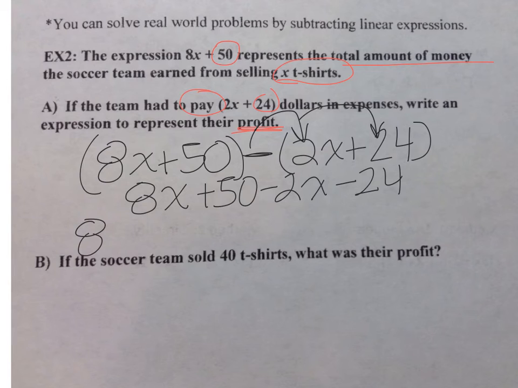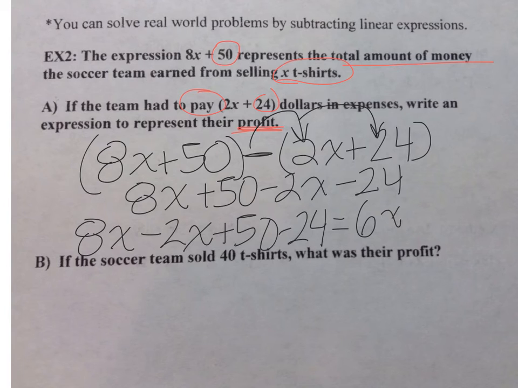Write my like terms next to each other. 8x minus 2x plus 50 and a negative 24. So 8x minus 2x is 6x. And then we have the positive 50, negative 24, where we're going to keep the sign of the larger absolute value, which is positive. And we're going to subtract, 50 minus 24 is going to give us 26. So 6x plus 26 is our expression.